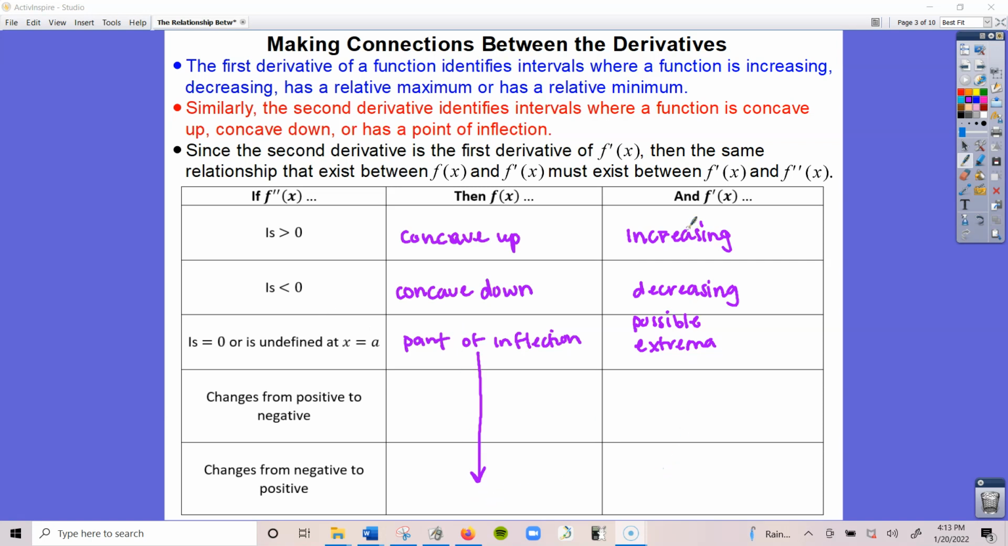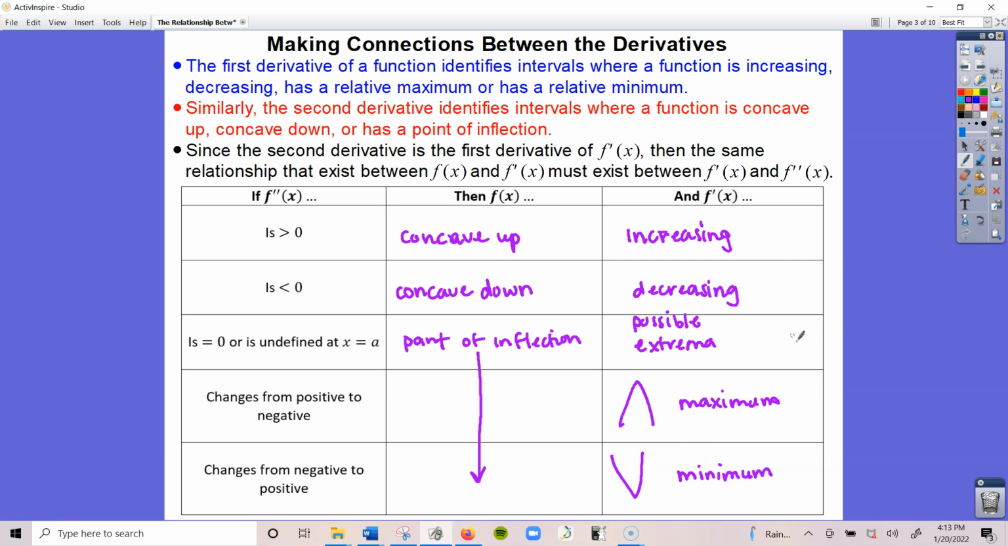Now, if your second derivative changes from positive to negative, then that means that your first derivative is changing from increasing to decreasing, meaning that there would be a maximum on the graph of the first derivative. If the second derivative changes from negative to positive, then that means that the first derivative is changing from decreasing to increasing, so there would be a minimum.